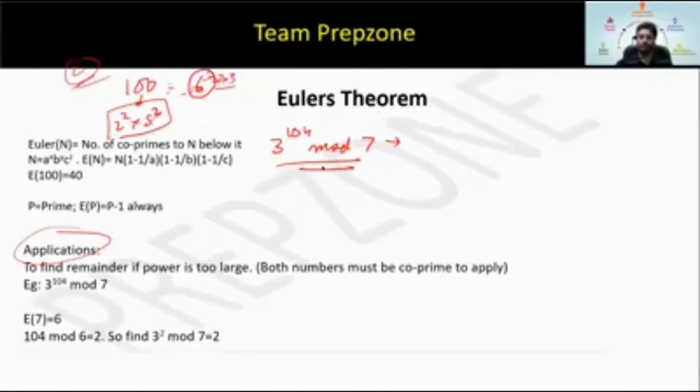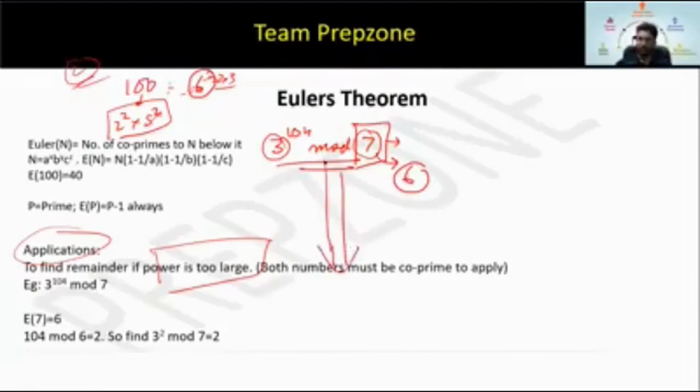So if you are solving this question, what is the condition to apply Euler's theorem? It is used when the power is too large. The only condition that you will keep in mind is that these two numbers must be co-prime to each other. Only keep this condition in mind and apply Euler's theorem. So how will you apply it? You will take out the Euler of this number, which is 7. What is the Euler of 7? It will be 6, because this is a prime number. So Euler is 6, and 3 to the power 6 mod 7 equals 1. This is what Euler's theorem says.